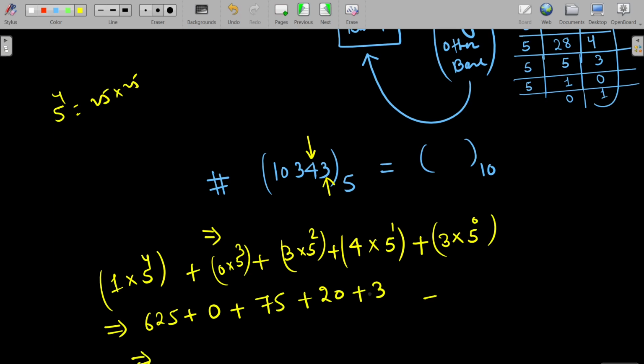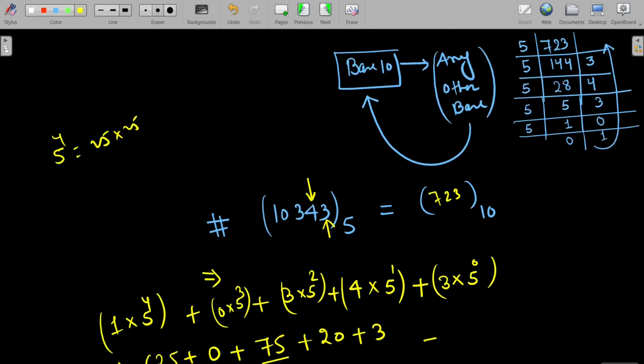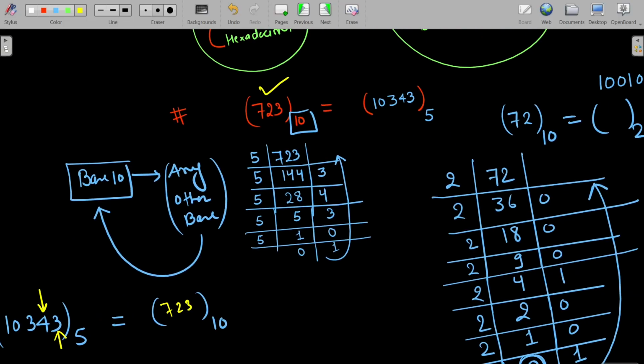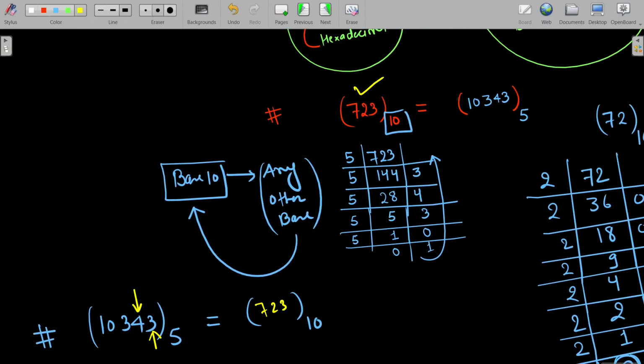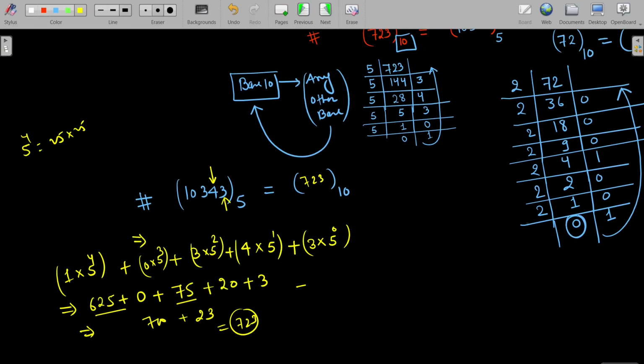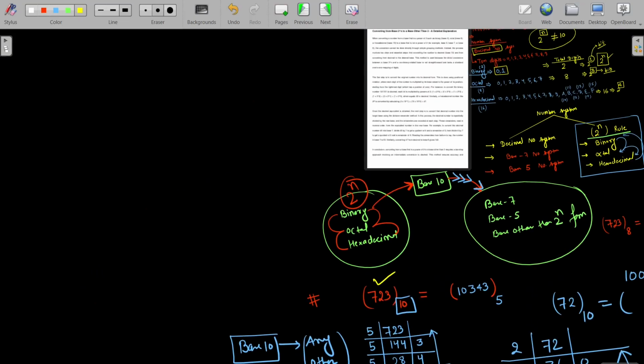So what should we get? If you add 625 plus 75, that is 700, plus 23. Yes, we are getting 723. That was our previous data. You can verify. See, we have converted this 723 to base 5, and now we have again converted back to base 10. So in conclusion, we have understood how to convert from any base to any base.